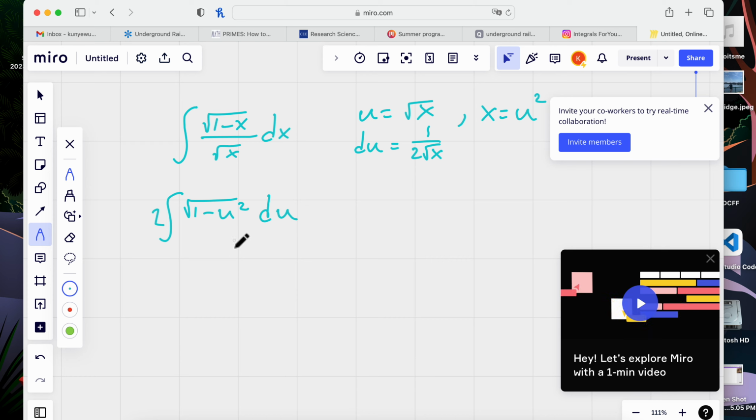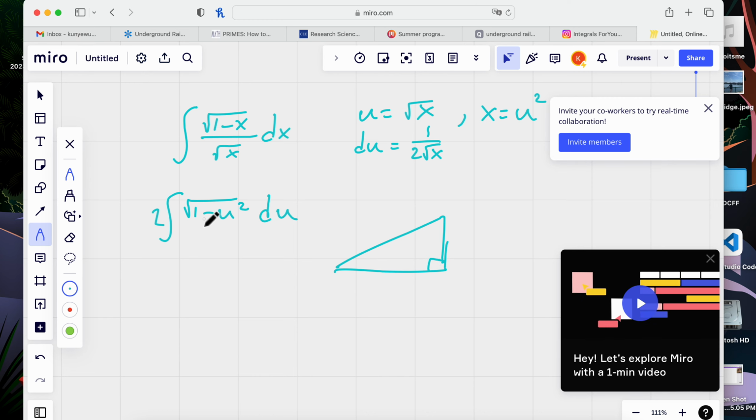Now we're going to use another substitution called the trig substitution, because the integrand right now is in such a form that without using Trig-Sub, we really can't use any other techniques to solve it. U substitution doesn't work. Integration by parts doesn't really seem to work. So we're going to draw a right triangle.